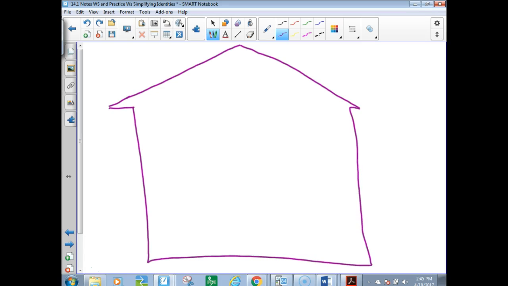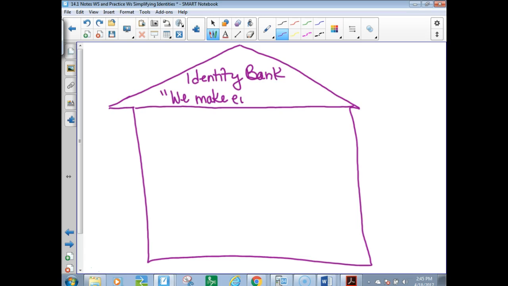This is the identity bank, and it has a motto that says, "We make even trades." Just like when you go into a bank with some money, you can get a different form of that money. So if you have your change saved up in a big jar, what do you usually do? Maybe go to the bank and try to trade it out for bills, right? Especially your dads who hate their change in their pockets.